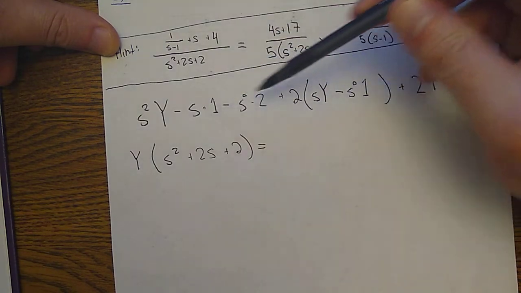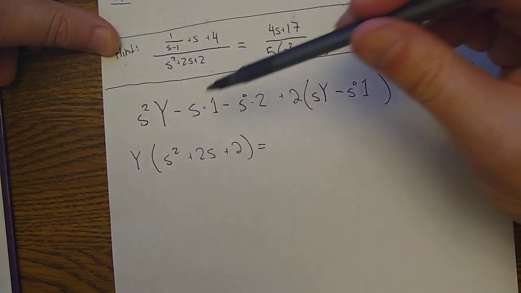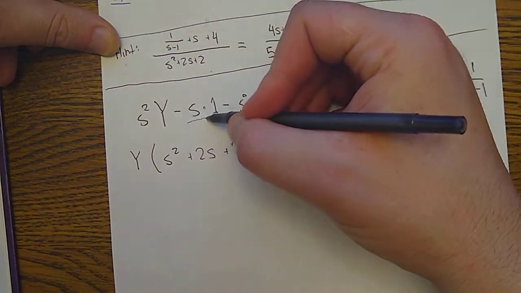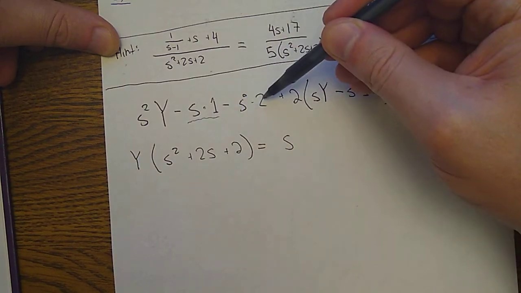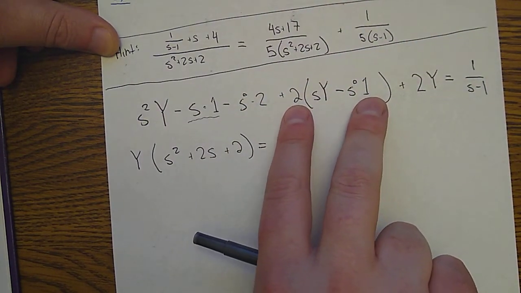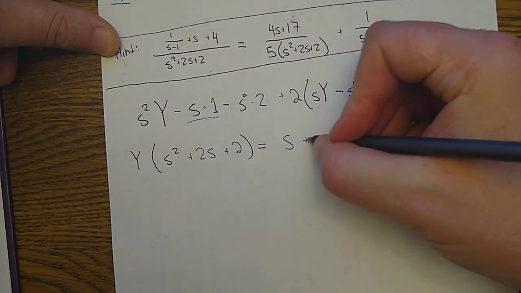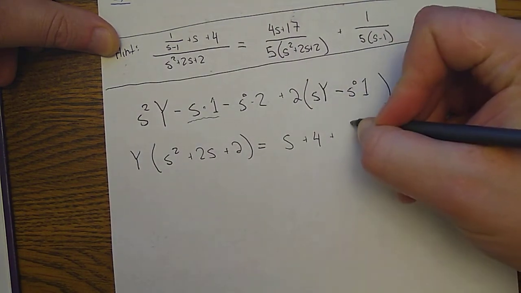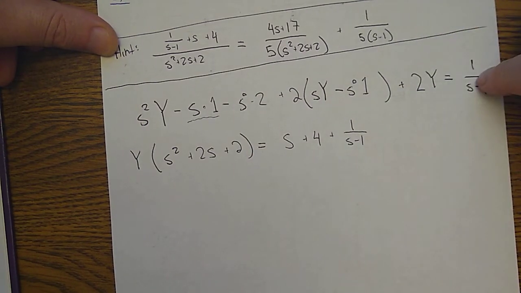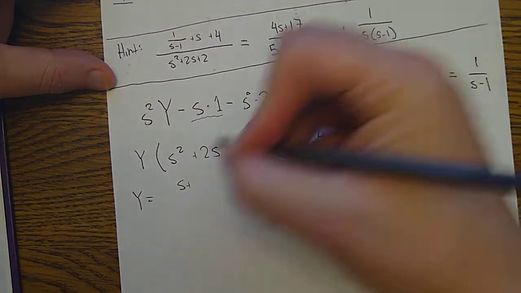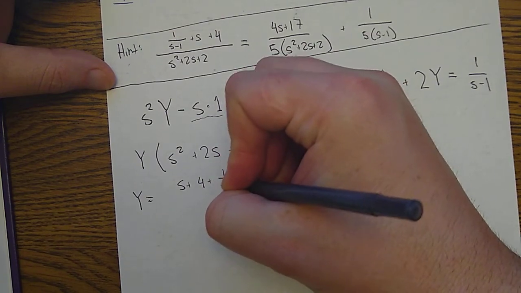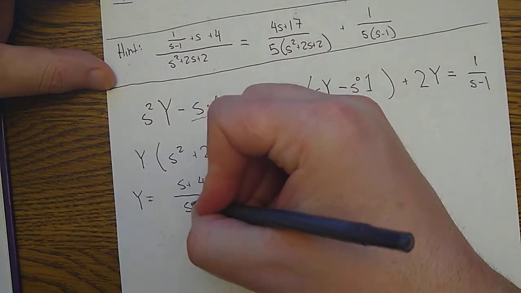I'm going to move everything else to the right. So I have a plus s on the right. This would be a plus 2. This would also give me another plus 2, so plus 4, plus what was already there on the right. Okay, so y would be that over that.